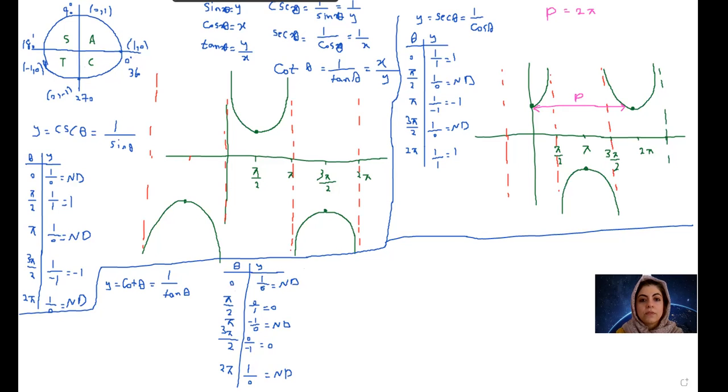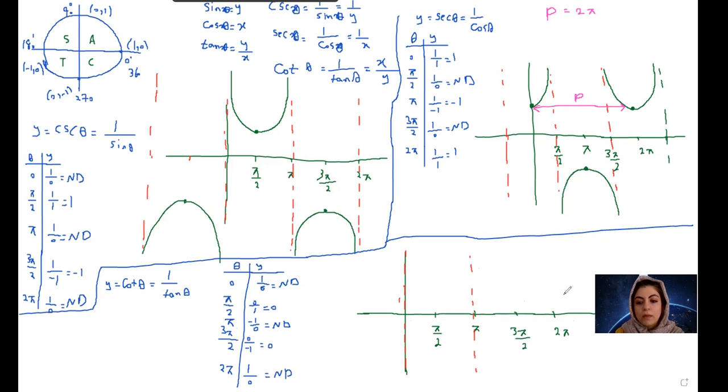Now, just graph it quickly. One, 2, 3, 4 is pi over 2. Here is pi, 3 pi over 2, and 2 pi. I'm going to put the asymptote again with red. So for 0, we have an asymptote. At pi, we have an asymptote. At 2 pi, we have an asymptote.